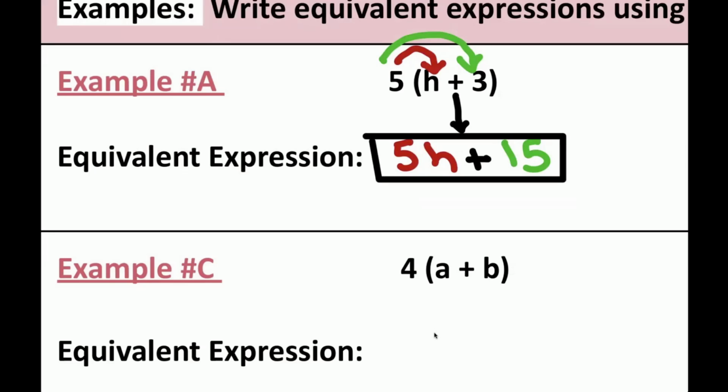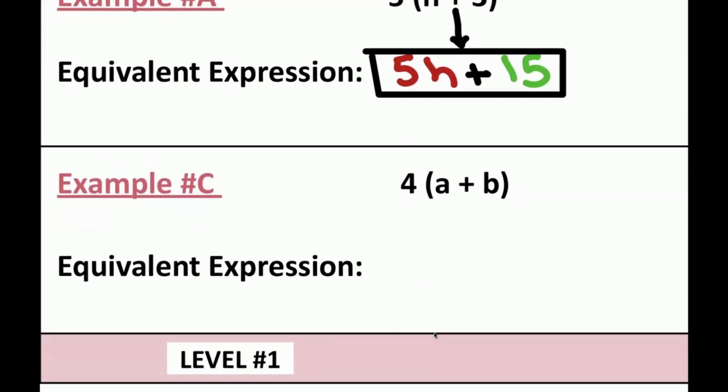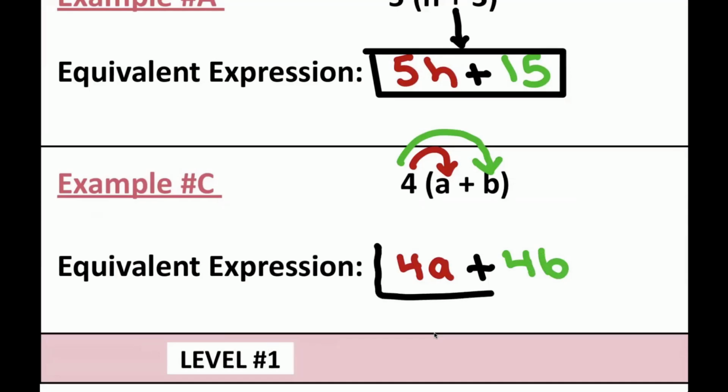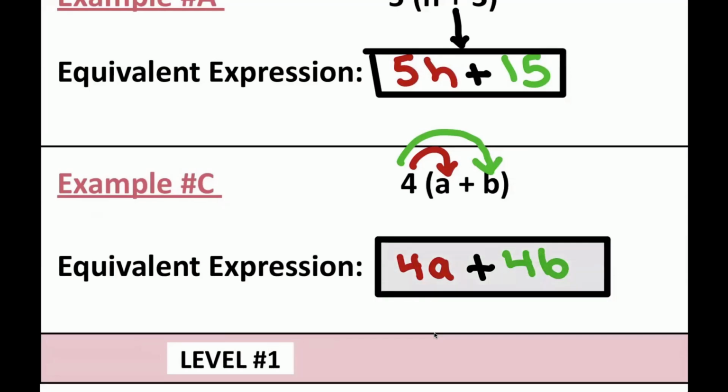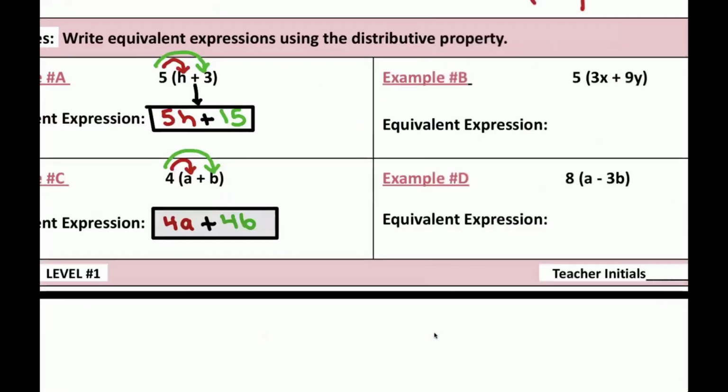Go ahead and try example C on your own, then come back to the video. For example C, you should have done 4 times A, which is 4A. Bring down our plus. And 4 times B, which is 4B. Final answer. You cannot combine these and say this is 8AB. That'd be like saying you have 4 apples and 4 bananas, and suddenly you have 8 abanas. Like, abanas are not a fruit. Okay, so this is your final answer, 4A plus 4B. Go ahead and complete example B and D, and then if your teacher wants you to, check in with your teacher.